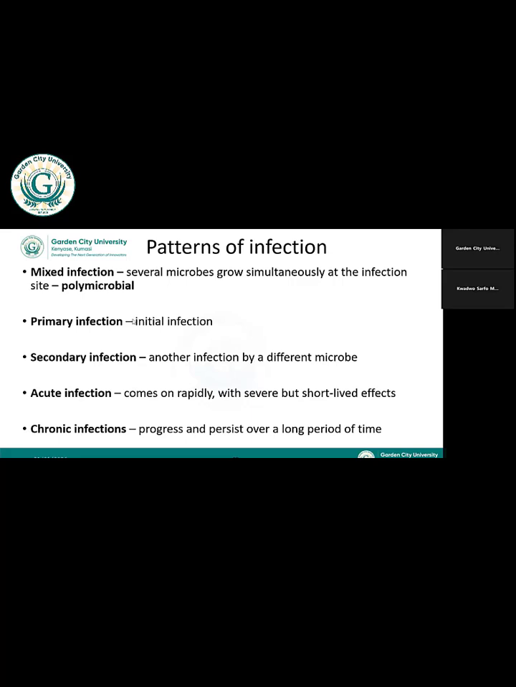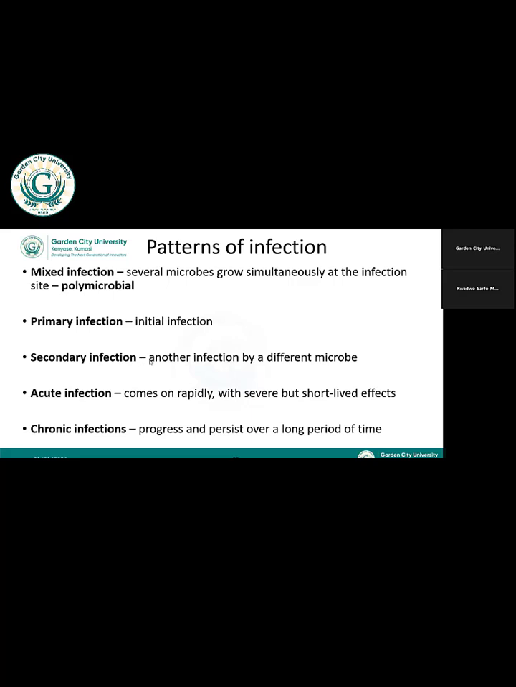So one pathogen sets in, invades the tissues, and then multiplies. Then if care is not taken, another pathogen or other pathogens set in, and then they also invade and multiply. So the first infection is a primary infection. The subsequent infections are the secondary infections.